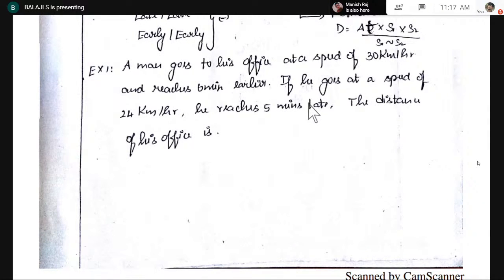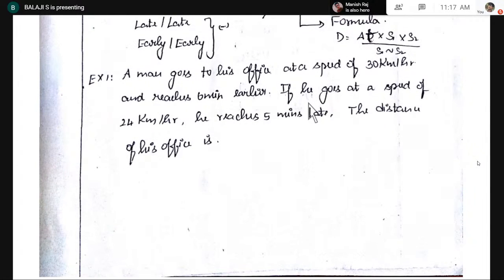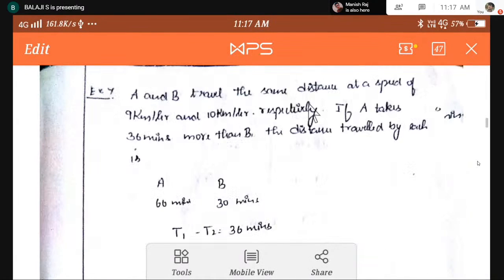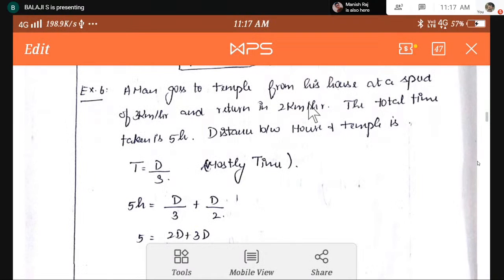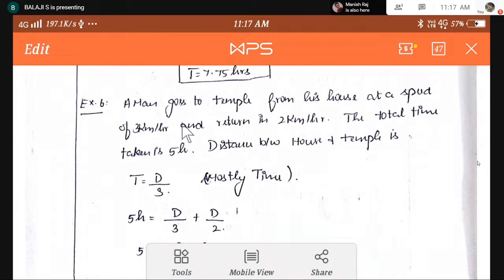Manish, please explain from question 6. Please explain question 6. This question, a man goes to the temple. From question 6. Yeah, okay. You should explain all the sums.